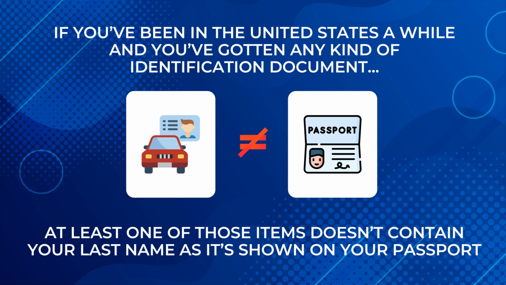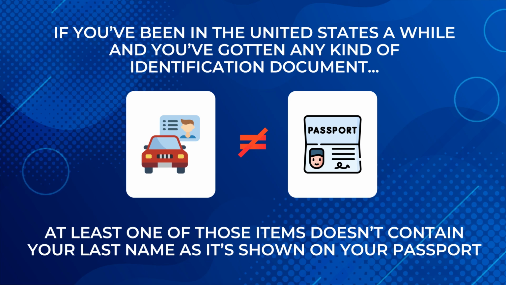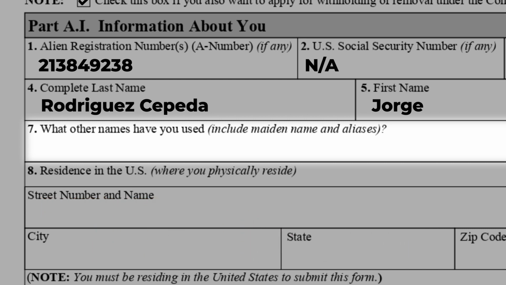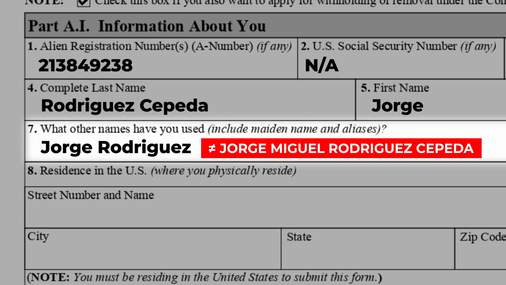Your name may be rendered differently from your passport on things like your home or apartment lease documents, your electricity or telephone bills, or really any other document that lists your name. And if any document has ever shown a name different than what's shown on your passport, then you should include that variation or error in this box at number 7. Let's take the name Jorge Miguel Rodriguez Cepeda. If he got a driver's license, or if some other document shows his name as just Jorge Rodriguez, then he would need to include that here as an alias. That's because Jorge Rodriguez is a different name than Jorge Miguel Rodriguez Cepeda.